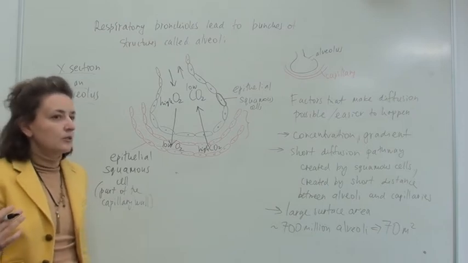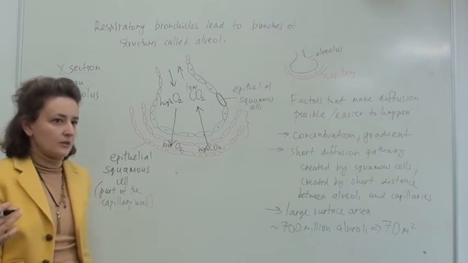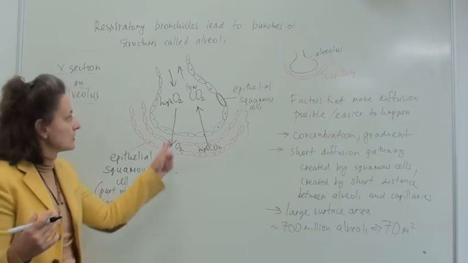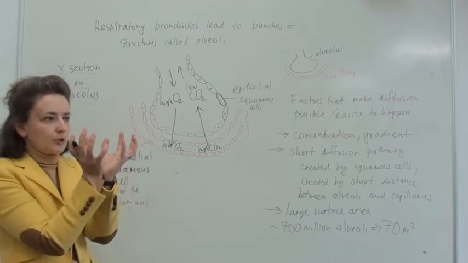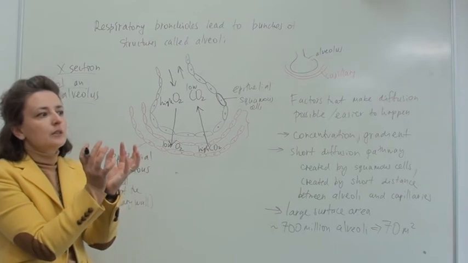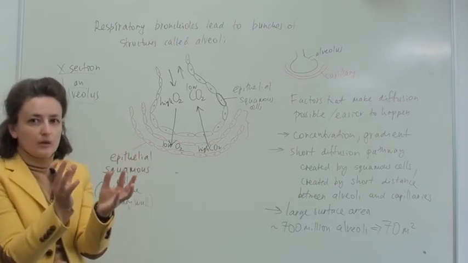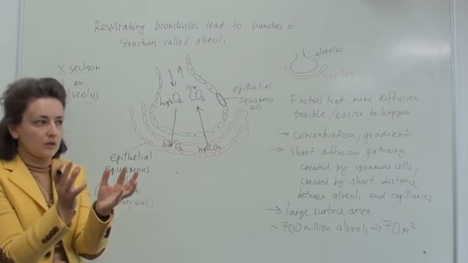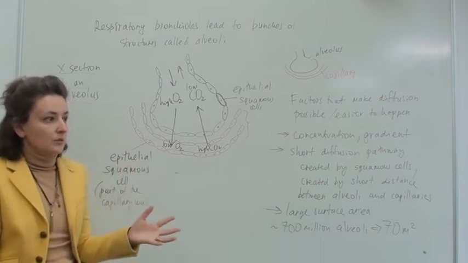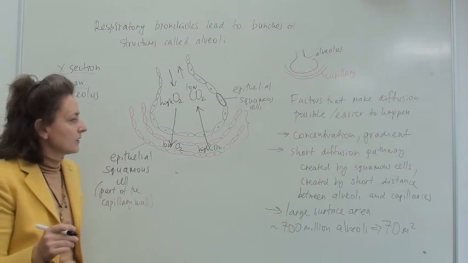And so how does it all fit inside you, all these 70 square meters? Well, they fit because the alveoli are this kind of bubble shape, right? And because they are microscopic, you can fit lots and lots of them in a very small amount of space. And that's why you create this enormous surface area, right?